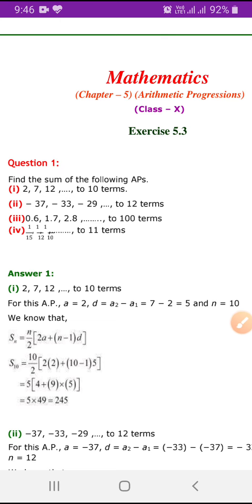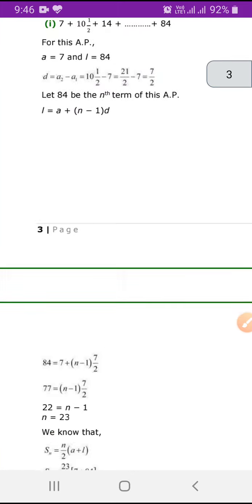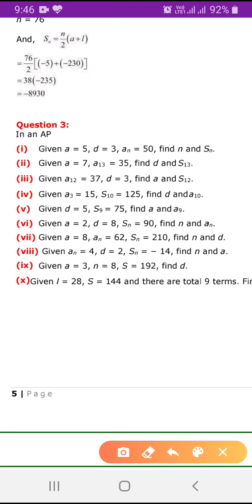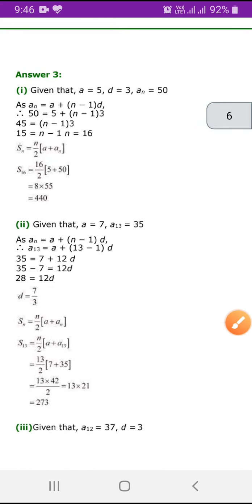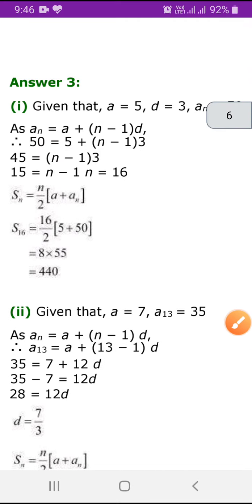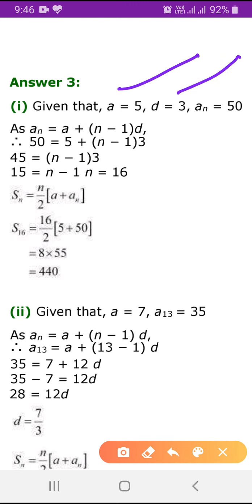Now we'll discuss exercise 5.3. First and second questions were already discussed by me. Now we discuss question number 3, part 1. We are given a equal to 5, d equal to 3, an equal to 50, and we have to find n and Sn. Now put all these values in the formula an equal to a plus (n minus 1) into d.